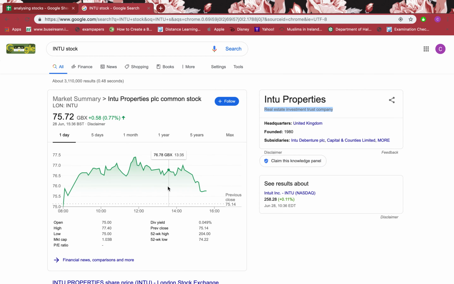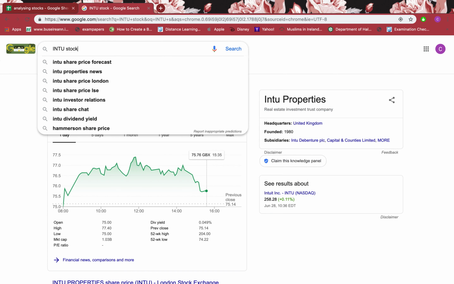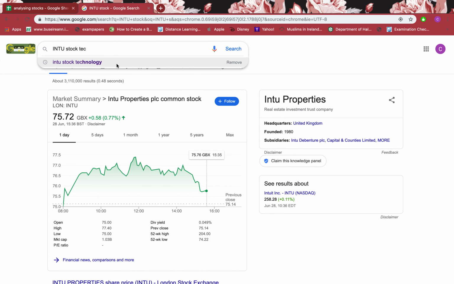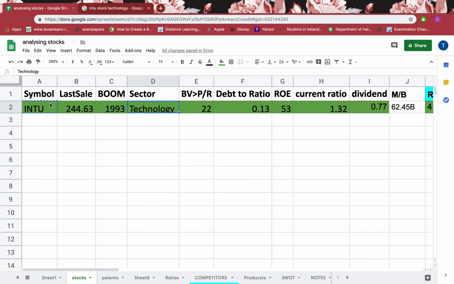So in case you get confused, the best thing is to write the sector information as well. So you can just write technology here, and that's what we are looking at. So it's Intuit, which also has the INTU symbol, so you need to be careful about that. So yeah, let's start.